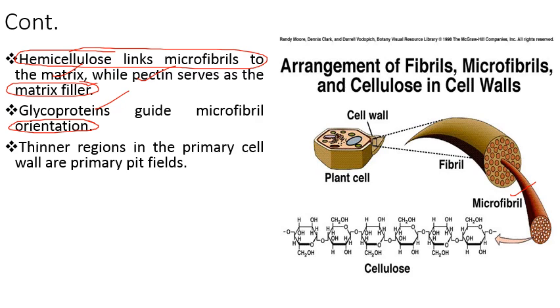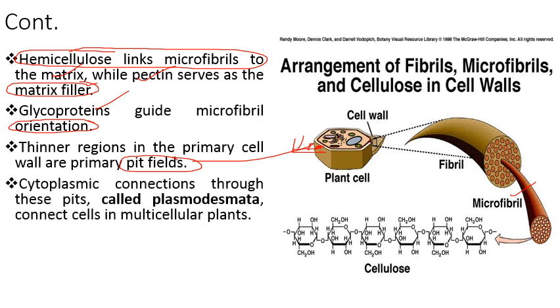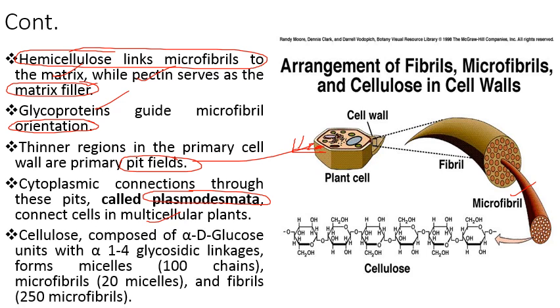थिनर रीजन्स इन द प्राइमरी सेल वॉल आर प्राइमरी पिट्स. जो प्राइमरी सेल वॉल है उसमें कुछ रीजन्स होते हैं जहाँ पर डिपोजिशन कम होती है. दे फॉर्म थिन स्ट्रक्चर, मीन्स दे फॉर्म सम स्ट्रक्चर्स जिन्हें कहते हैं प्राइमरी पिट फील्ड्स. और यहाँ से जो एक साइटोप्लाज्मिक कनेक्शन होता है दूसरे सेल के साथ वो निकलता है, दैट इज कॉल्ड प्लाज्मोडेस्माटा. सो साइटोप्लाज्मिक कनेक्शंस थ्रू दिस पिट्स कॉल्ड प्लाज्मोडेस्माटा. ये हेल्प करते हैं कनेक्टिंग द सेल्स इन मल्टीसेलुलर प्लांट्स, और इसमें वेरियस सब्सटेंसेस का एक्सचेंज होता है थ्रू दीज स्ट्रक्चर्स, बेसिकली सिम्प्लास्ट मूवमेंट.